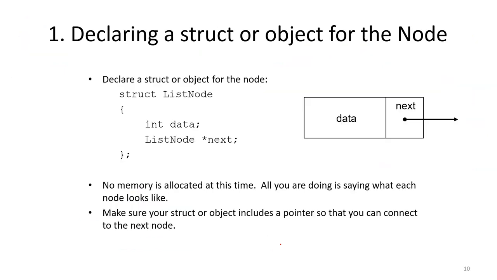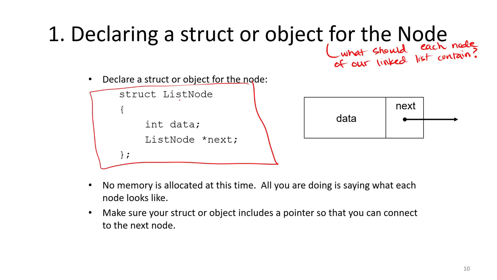Okay, so let's now go through the steps one by one and review in greater detail how we complete that process for building a linked list. So as mentioned, our very first step of creating a linked list is to first declare a struct or object. Basically, we need to figure out what we want each node of our list to contain. So in our example here, we have declared a struct named listNode.